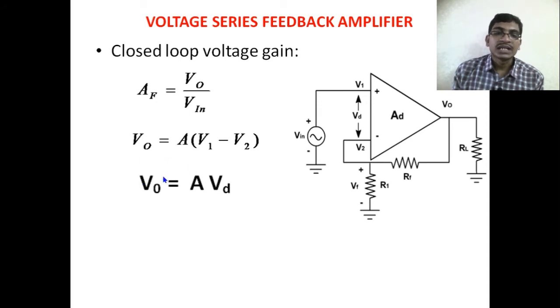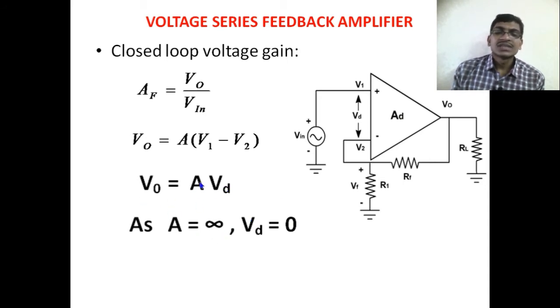Therefore, we can write the output voltage of our op amp, V0, is equal to open loop gain into the differential input voltage Vd. This is the open loop voltage gain. These two equations represent the open loop voltage gain. Thereafter, we have to find out the closed loop voltage gain, AF is equal to V0 divided by Vin.